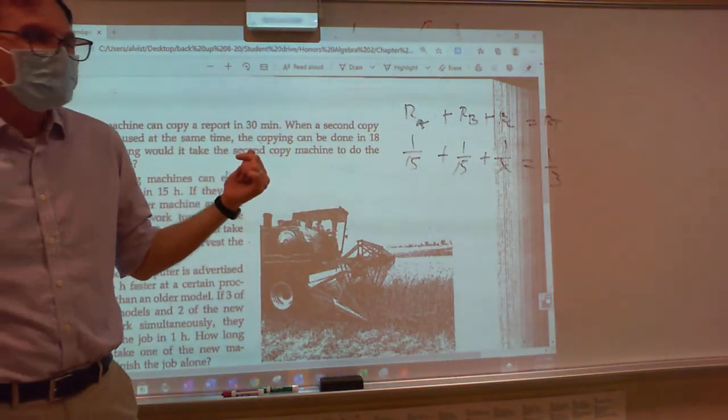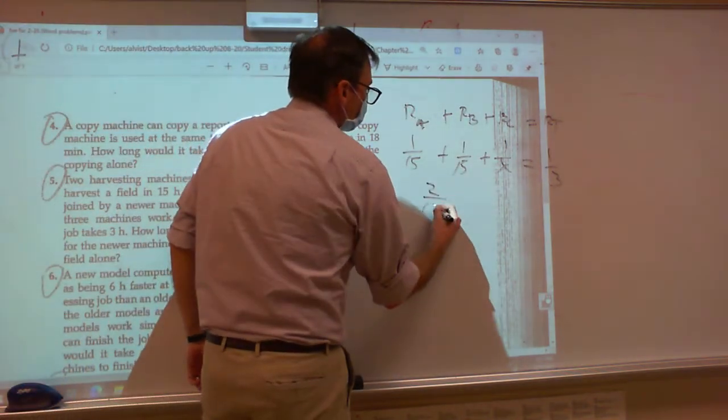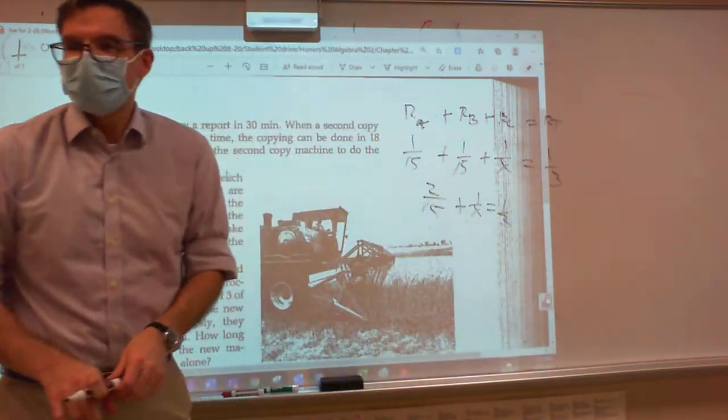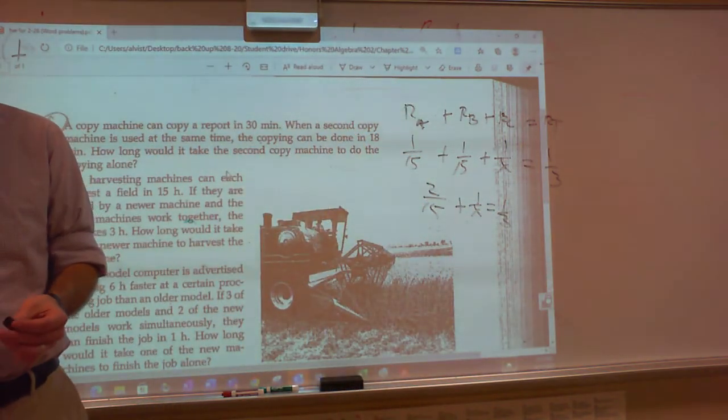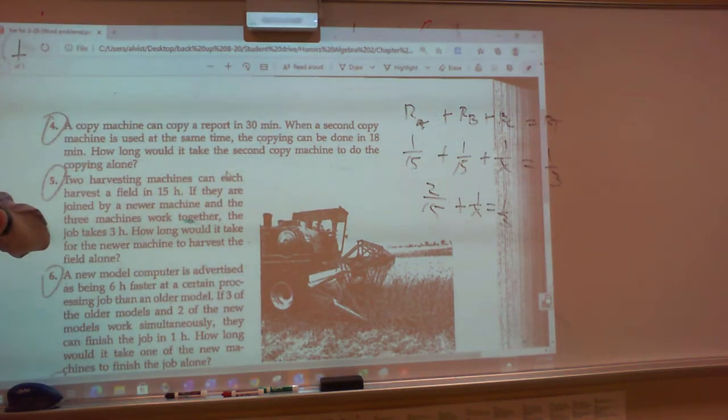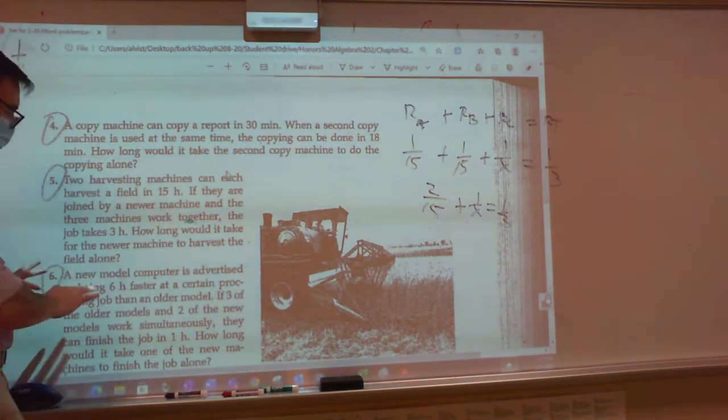Yes. And if you simplify this, then it ends up being 2 over 15 plus 1 over x is equal to 1 over 3. And that's not that bad to solve. Right? Okay, everybody okay with 5? Yes. All right. So now let's look at 6.